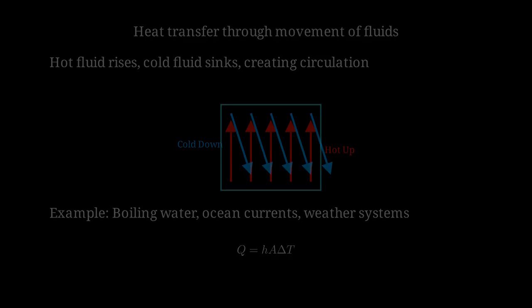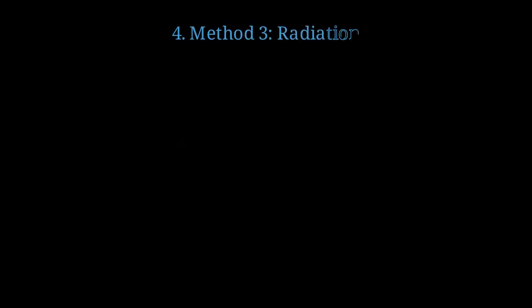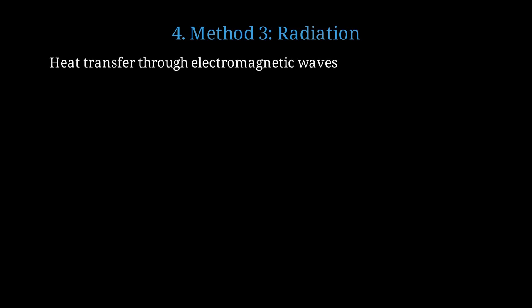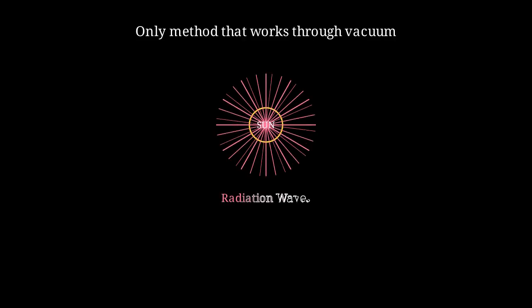The third method is radiation, which is unique because it doesn't require any medium. Radiation transfers heat through electromagnetic waves that can travel through empty space without needing any material medium. Radiation is the only heat transfer method that works through a vacuum, which is why we receive heat from the sun. Radiation emits electromagnetic waves in all directions from the heat source, traveling through space at the speed of light.